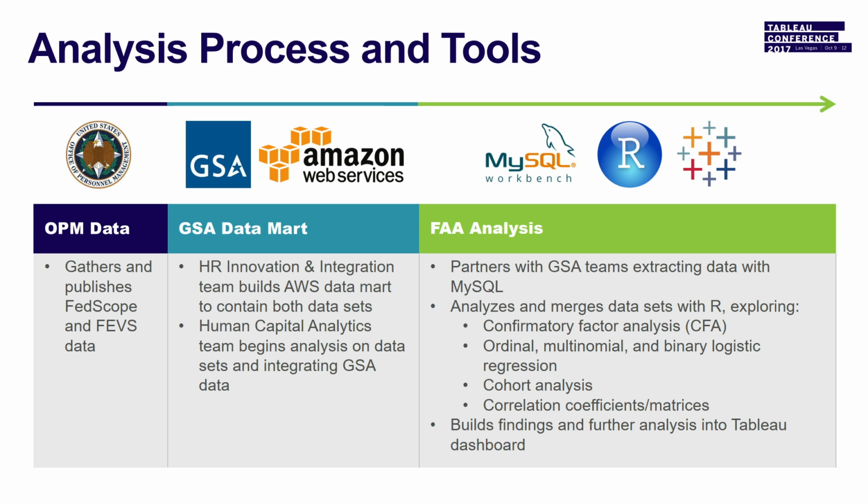So this is where the amazing GSA teams come in. GSA is the General Services Administration, for those of you who don't know. They're basically our landlord, federal government's landlord. They're cool. So they have their HR innovation and integration team, which I'm super jealous of. They worked closely with their human capital analytics team, which I'm also way jealous of. They gathered this OPM data, the data sources, and placed them into an AWS data mart. They actually also started integrating their own data into it, which is really cool.